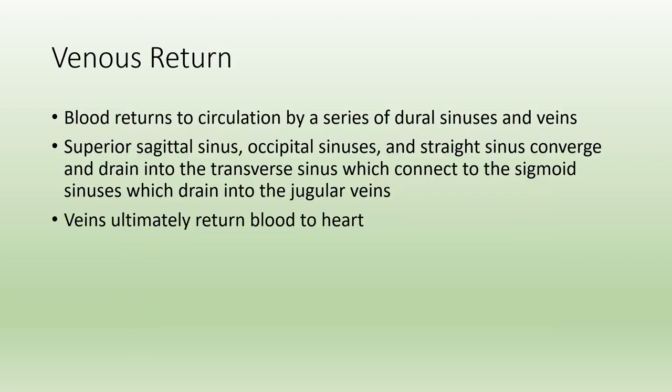So how does the blood return? Well, the venous return, the way the blood returns to circulation, is by a series of dural sinuses and veins. We'll get a little bit more detail of this when we talk about the cerebrospinal fluid, but basically the blood is coming in. You gradually have the arteries getting smaller and smaller as they're feeding the tissue. As I said a bit ago, there is kind of a filtration method. It involves what we call the choroid plexus, where the cerebrospinal fluid is formed by filtering the blood.